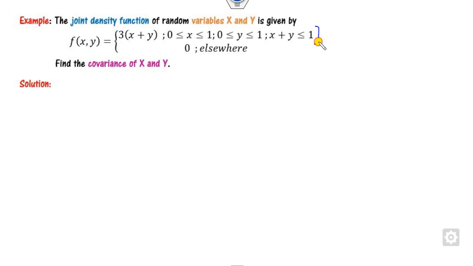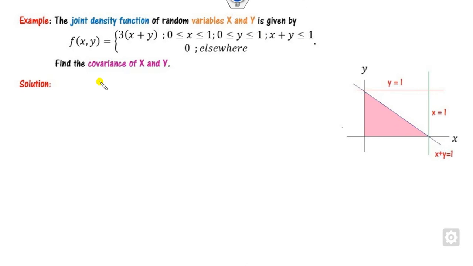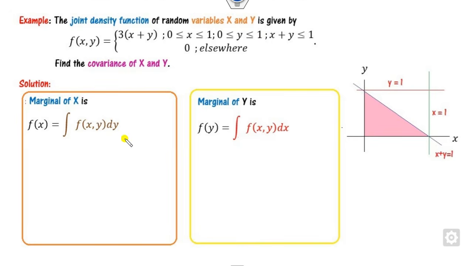Again, since it is a continuous random variable, you first draw the graph of the feasible region. x is 0, x is 1, y is 0, y is 1, and x plus y is 1. So the feasible area is here. That's fine. So find the marginal of x and y.